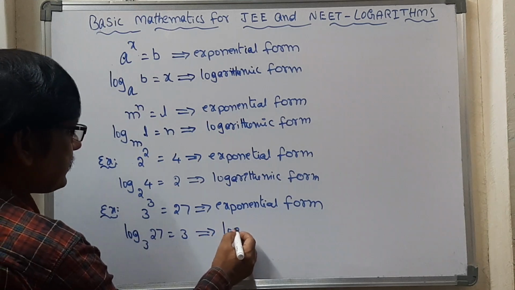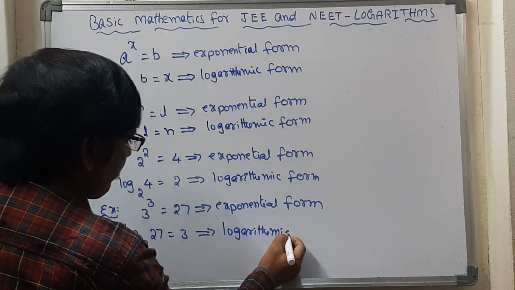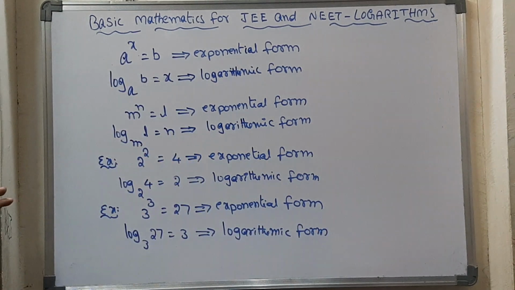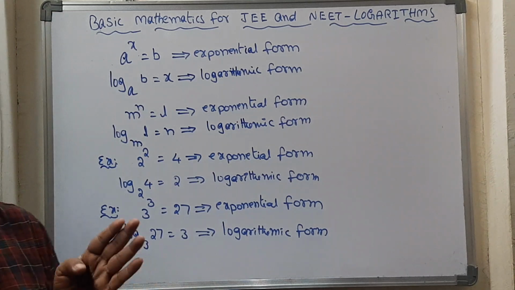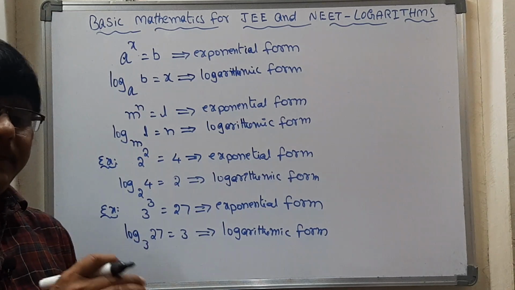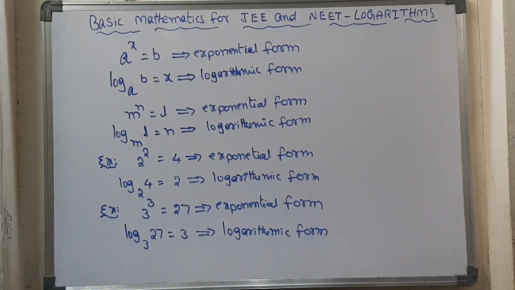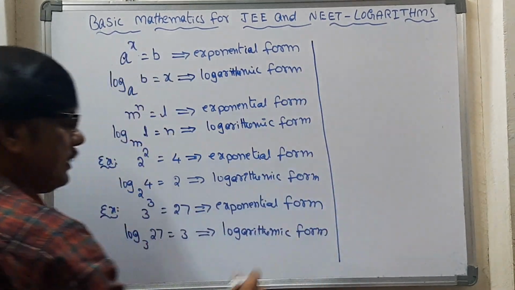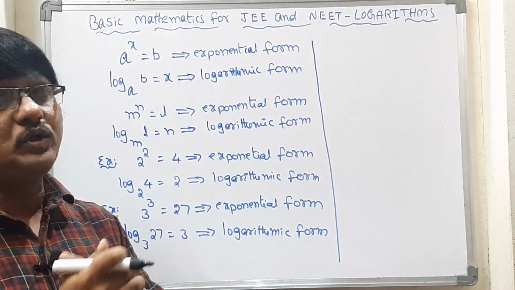And what do we call this one? This is what we call the logarithmic form. I hope that this is how to write the exponential form and the logarithmic form. Even this logarithmic form can be expressed in the exponential form by taking the inverse. That's why logarithmic and exponential forms are inverses one to one.